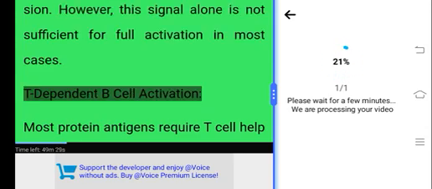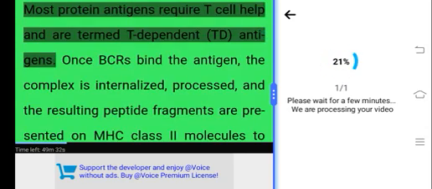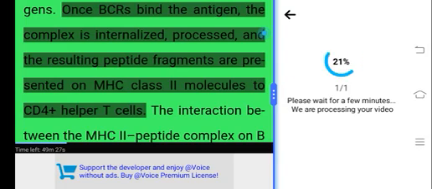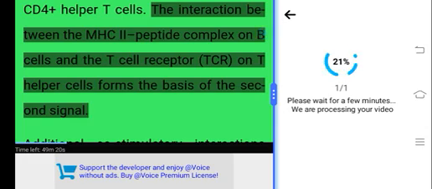T-dependent B cell activation. Most protein antigens require T cell help and are termed T-dependent antigens. Once BCRs bind the antigen, the complex is internalized, processed, and the resulting peptide fragments are presented on MHC class II molecules to CD4 plus helper T cells. The interaction between the MHC II peptide complex on B cells and the T cell receptor (TCR) on T helper cells forms the basis of the second signal.